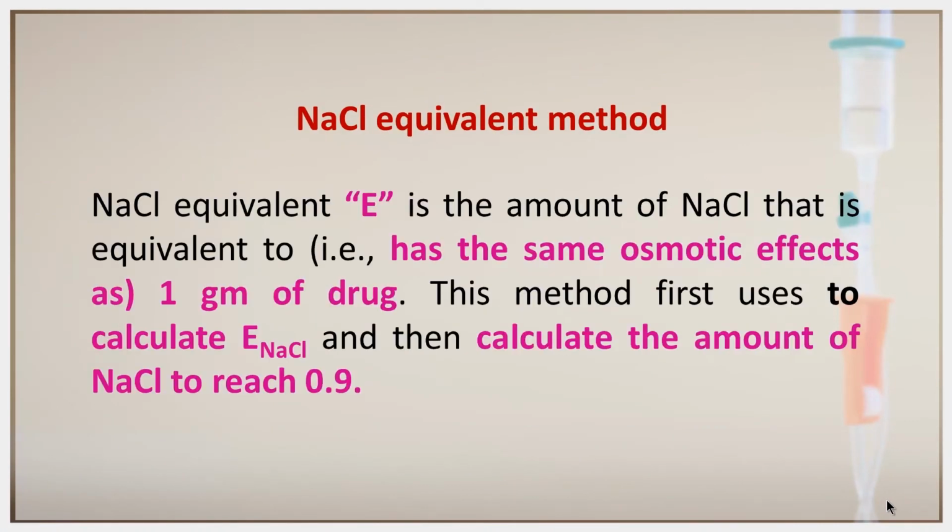In the second method of class 1, that is NaCl equivalent method, NaCl equivalent, E, is the amount of NaCl that is equivalent to 1 gram of drug, or it has the same osmotic effect as 1 gram of drug. So, this method is used to calculate the E NaCl in the first step, and in the second step we will be calculating the amount of NaCl to reach 0.9% of its concentration.